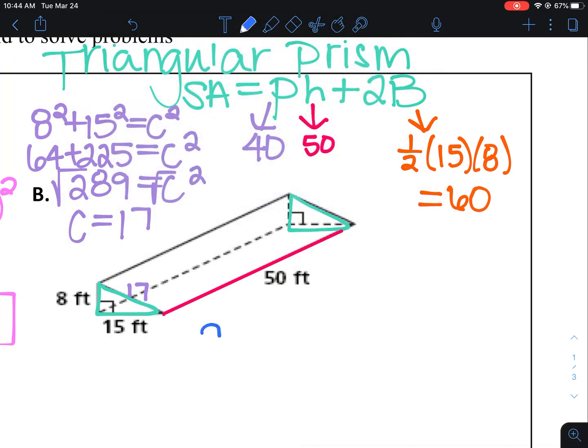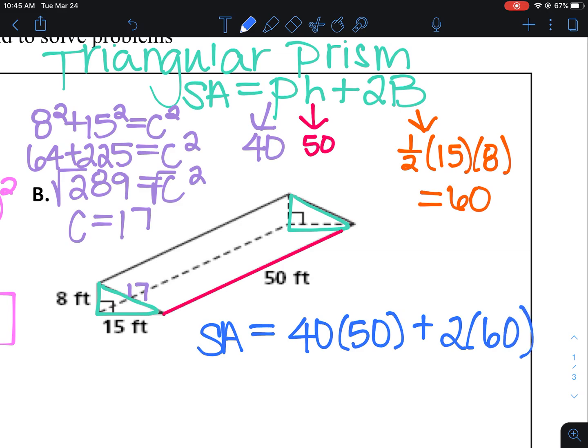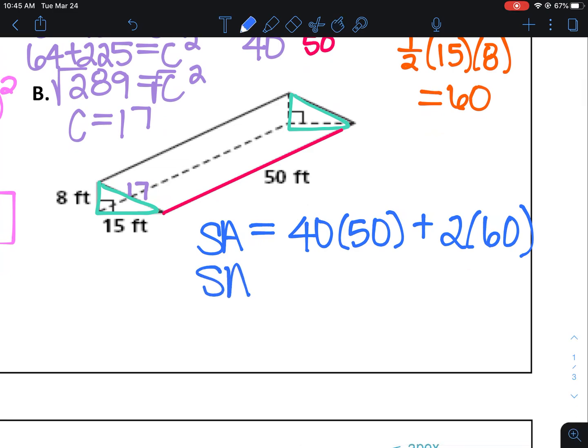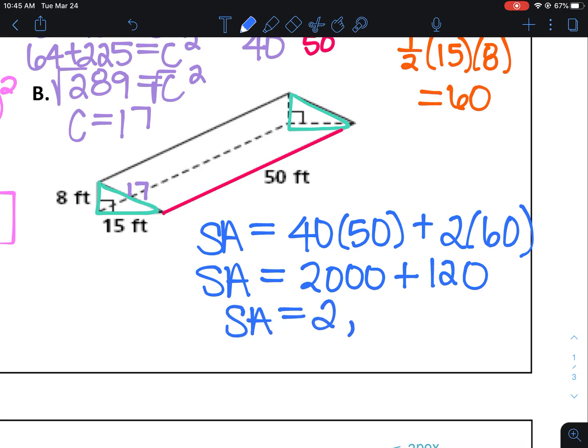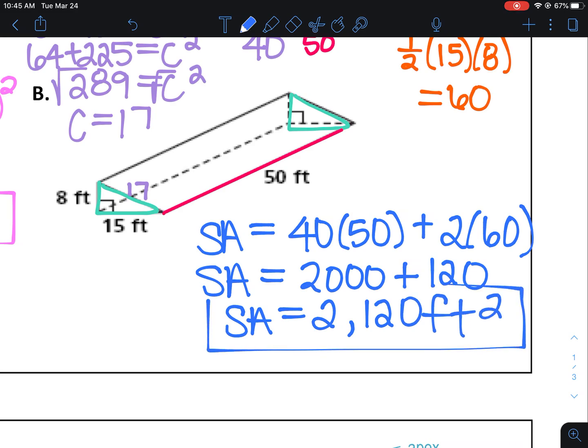Okay, so now we can plug everything in. We have the surface area would be 40 times 50 plus 2 times 60, right? The area of the base. I just took all those numbers from up above and put them into the formula. So this part is 2,000. This part is 120. So the surface area is 2,120 feet squared. Ooh.